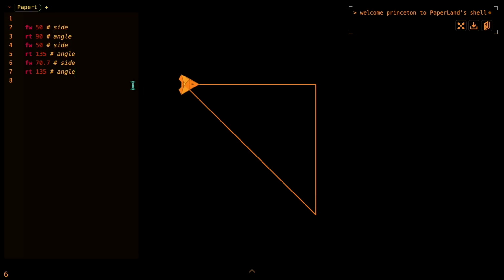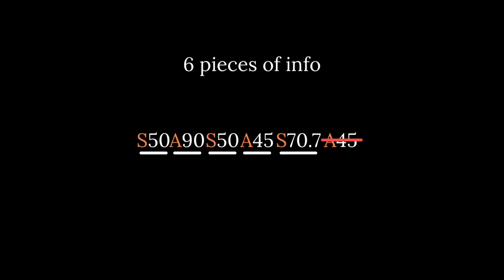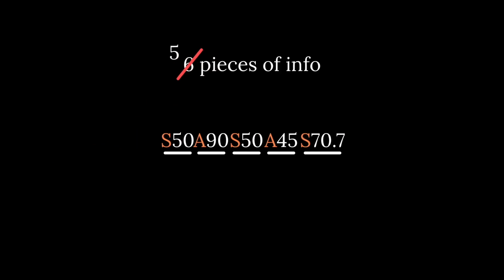One thing you may have noticed when drawing the triangle yourself is if we removed the information about the last angle, we are still able to complete our triangle. This means we only need 5 instead of 6 pieces of information. Are there any other unnecessary information we can remove?